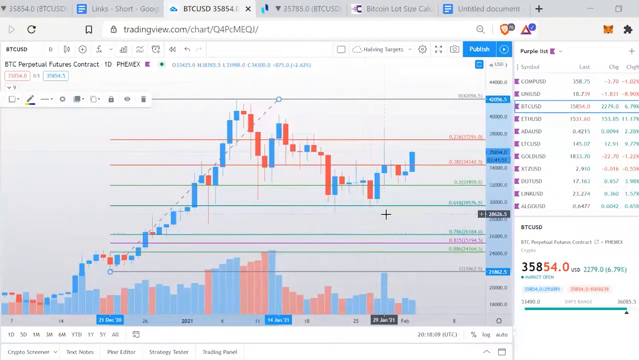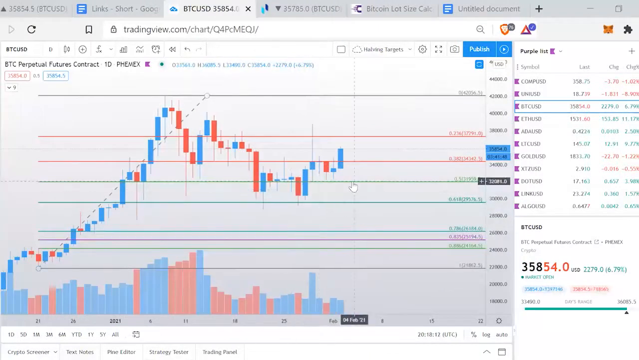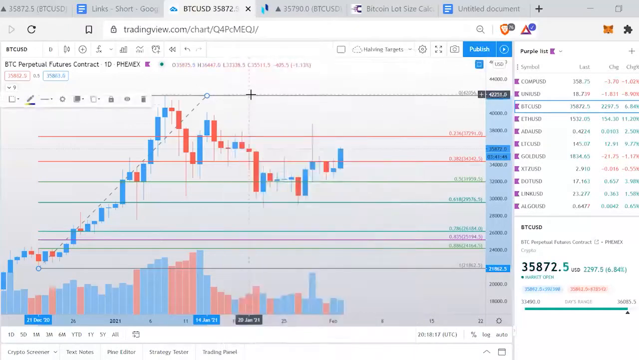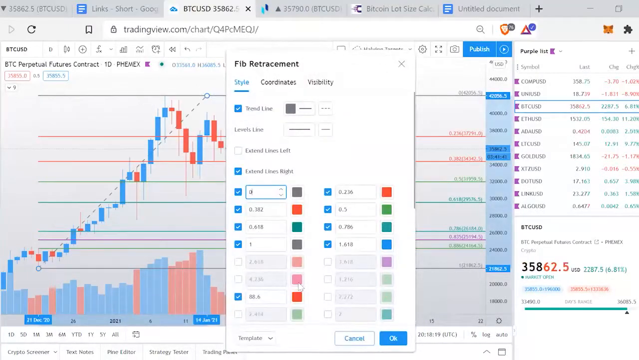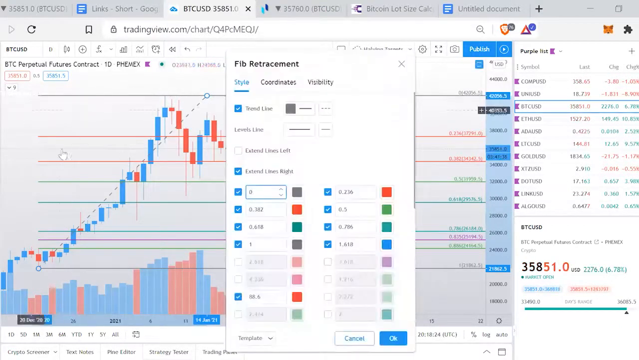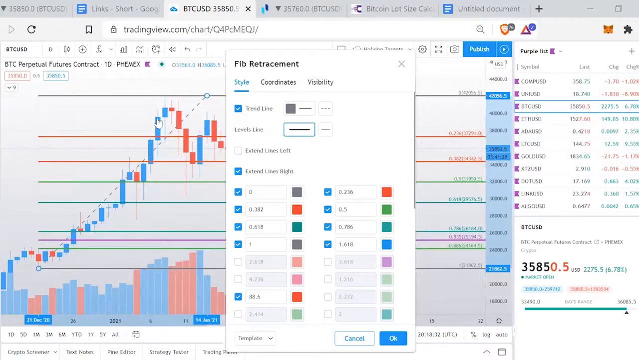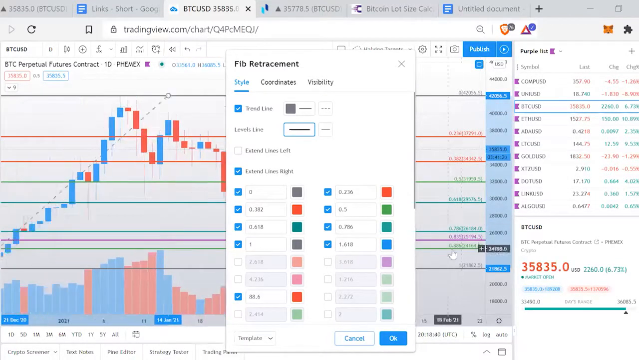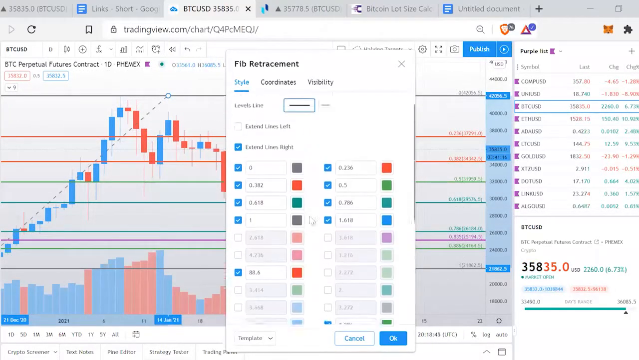So how you're going to set up the Fibonacci levels, the default doesn't look anything like this. But if you either double click on one of the Fibonacci lines, you'll get all these settings pop up, or you can click on the little settings here. I like to have the trend line turned on, level line. I like to make it a little bit thicker so that I can see them better. I like to extend the lines to the right so that no matter where I am, I can see the actual Fibonacci levels on the right hand side and it doesn't overlap on my chart.